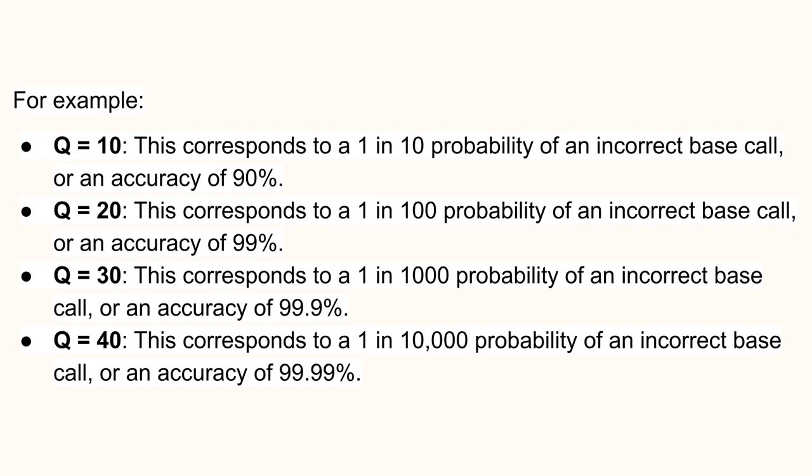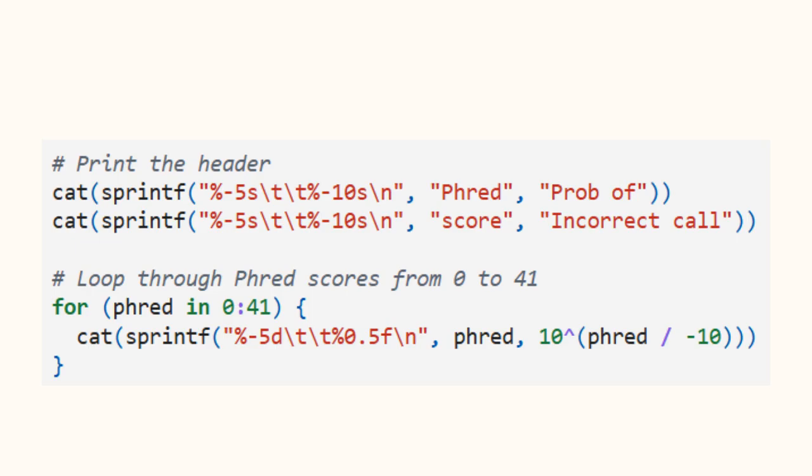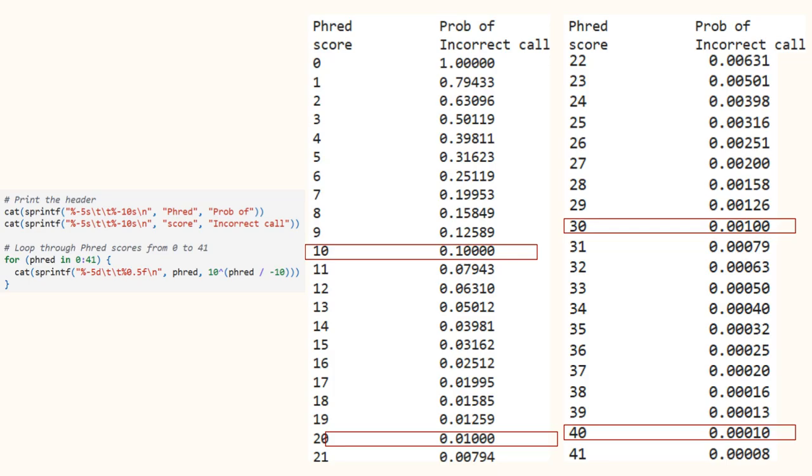When sequencing quality reaches Q30, virtually all of the reads will be perfect, with no errors or ambiguities. This is why Q30 is considered a benchmark for quality in next-generation sequencing. This R code snippet shown here prints a table that shows the probability of an incorrect base call for Phred quality scores ranging from 0 to 41. In the table, you can see the highlighted Phred quality scores that we have talked about in the previous slide.